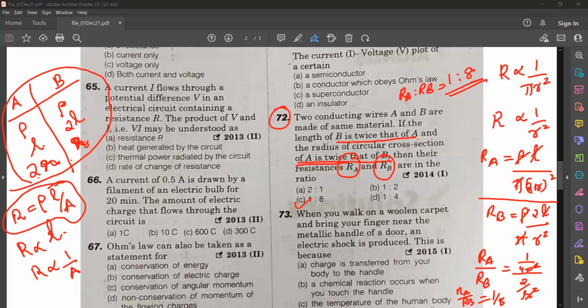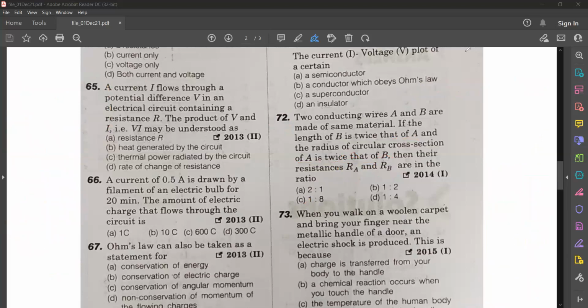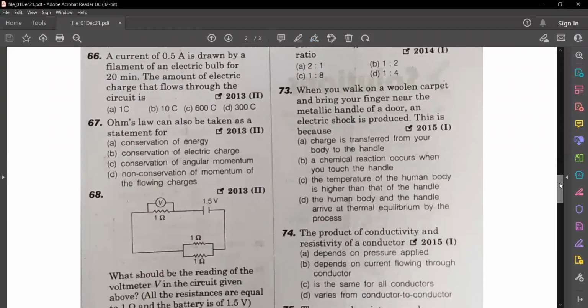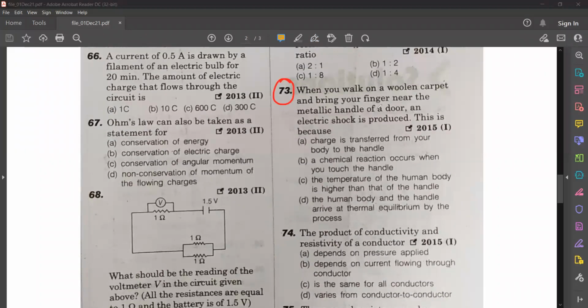Okay, we'll go to the next question. Question number 73. When you walk on a woolen carpet and bring your finger near the metallic handle of a door, an electric shock is produced.